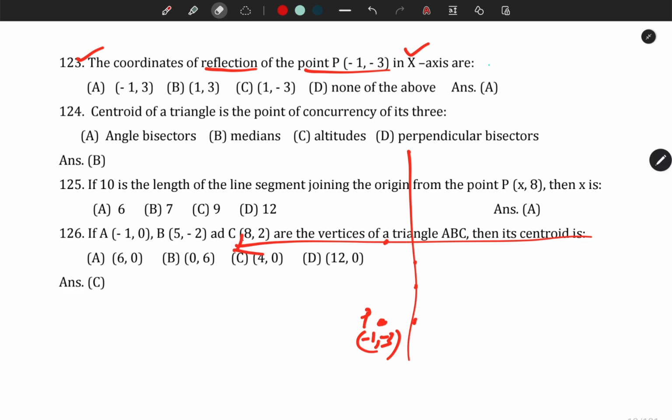Now its reflection with x-axis, this is the x-axis, will be on top here. So 1, 2, 3, the image formed will be here. So its reflected image will be here, whose coordinates will be -1 and +3. So this point will be the image of point P on the x-axis. So answer is -1 comma 3, which is option A.